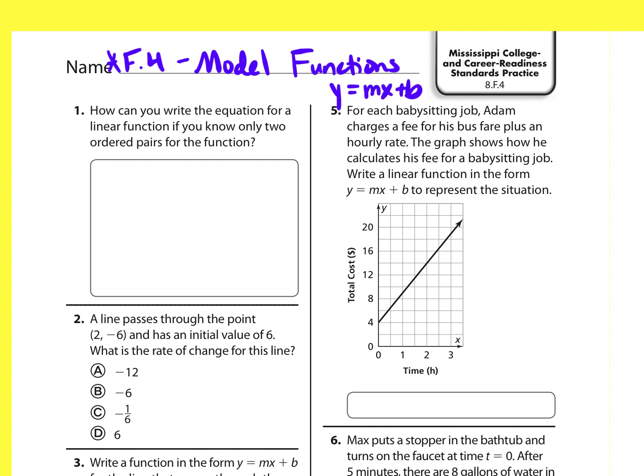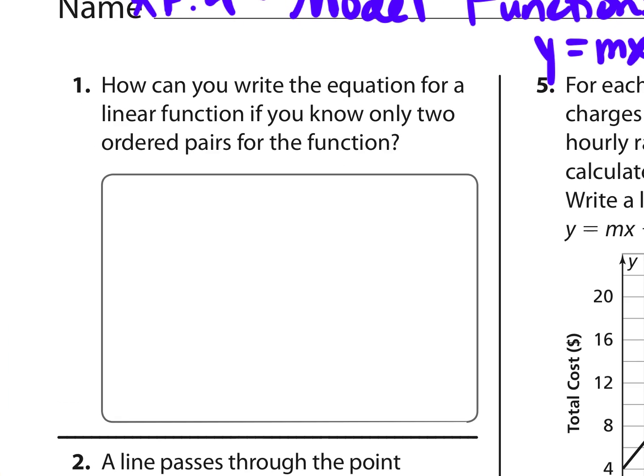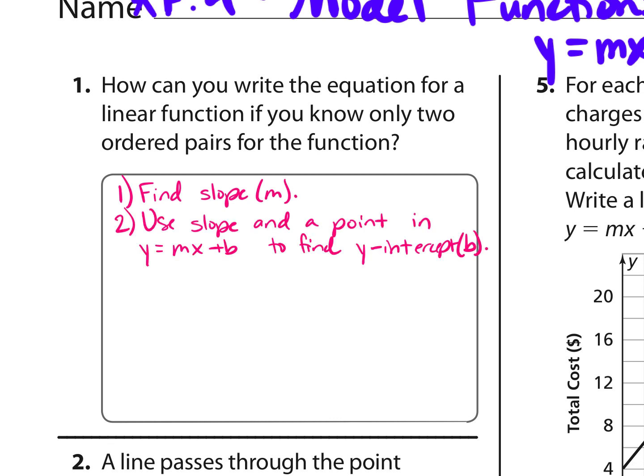So number 1, how can you write the equation for a linear function if you know only 2 ordered pairs? Well, we can do this in steps. Step 1, find the slope, which is m. Step 2, use the slope you found and one of the ordered pairs of point to plug into y equal mx plus b to find the y-intercept, b.